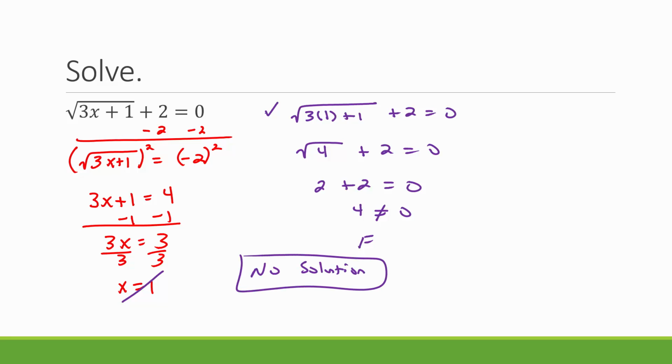Now, let's go back up here to where we have the square root of 3x plus 1 equals negative 2. That should be no real numbers. Now, remember that we cannot take the even root of a number and get a negative answer. So when we had the square root of 3x plus 1 equaling negative 2, I knew right then that I could not have a real number solution. But you can always work fully through the problem, check it, and then you can determine.